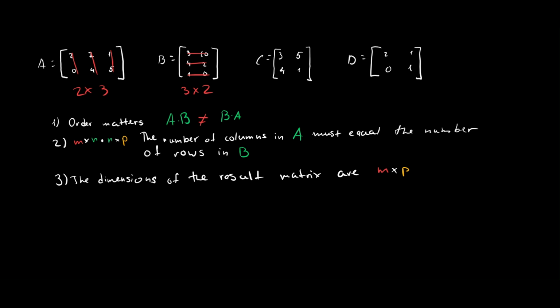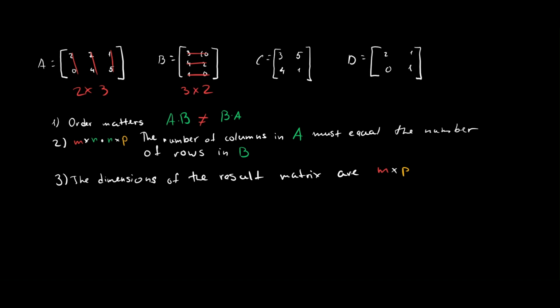Okay, so the trick for this is to write the dimension of the two matrices and then look at the inner numbers. If they are the same, we have 3 here, we have 3 here. If they are the same, we can multiply those two matrices.